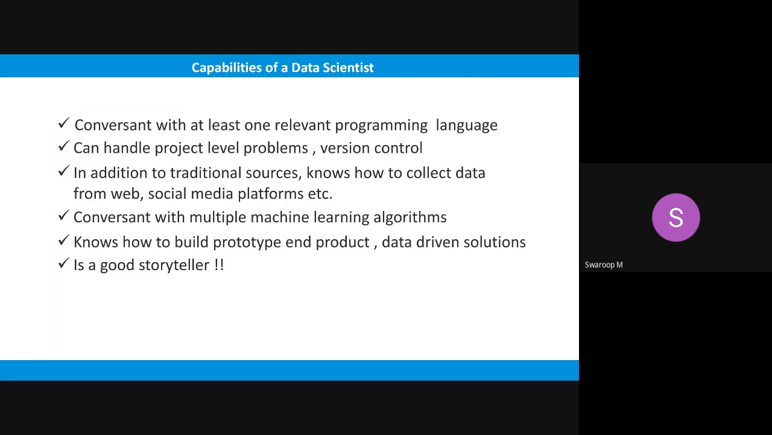In the same way, the concept here is about extracting the data, which I can find from the websites, any of the data websites, and being conversant with multiple machine learning algorithms, knowing how to build prototypes and products and data-driven solutions. And you should be a good storyteller. Storyteller means, when you understand the concept and have the capability of explaining the work you have done.